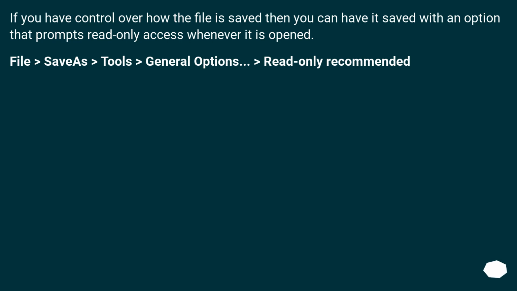If you have control over how the file is saved, then you can have it saved with an option that prompts read-only access whenever it is opened. File > Save As > Tools > General Options > Read Only recommended.